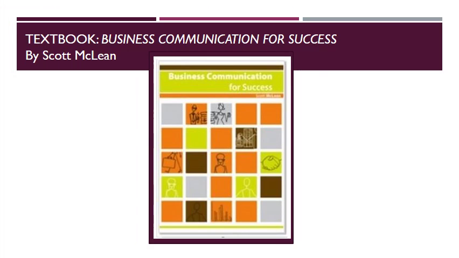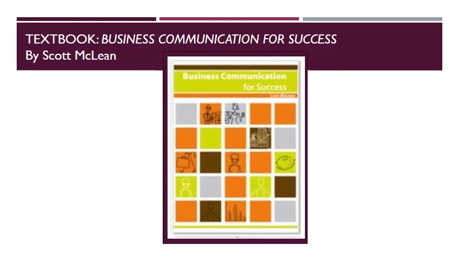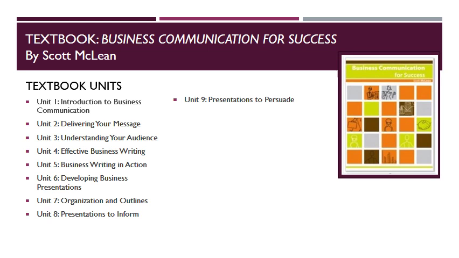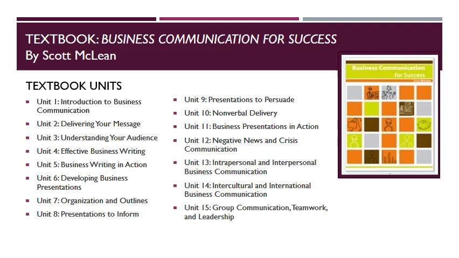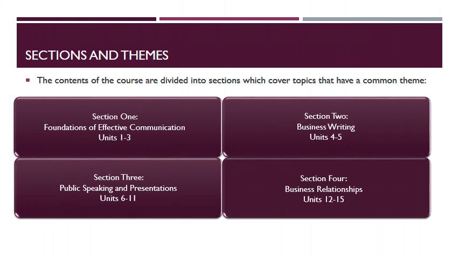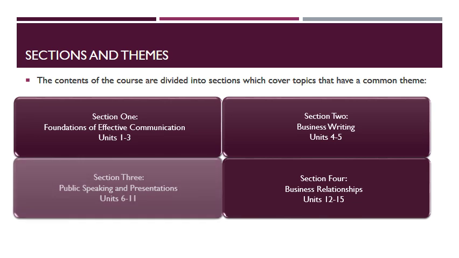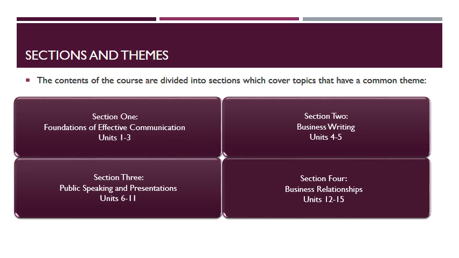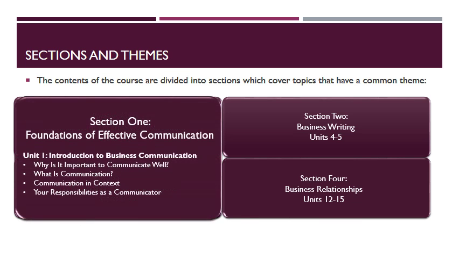The textbook for this course is Scott McLean's Business Communication for Success. It contains 15 units. For the purposes of this course, these units have been grouped into sections around 4 themes. These themes represent important aspects of business communication: the foundations of effective communication, business writing, public speaking and presentations, and business relationships. Each unit is divided into subunits.